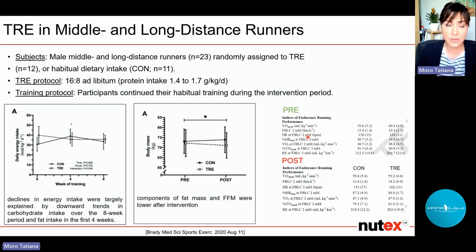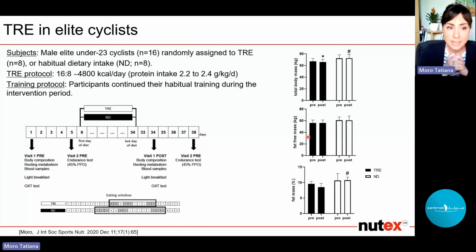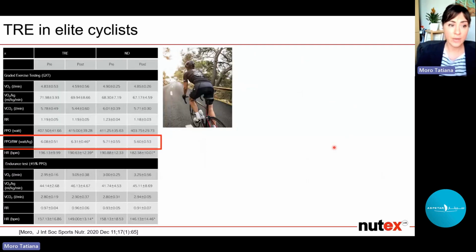Our group also studied the effect on aerobic training, looking at time restricted eating in cyclists. Unlike Brady's study, we kept up the amount of protein that they were eating during 4 weeks of time restricted eating. What we observed was a reduction in body weight, but no effect on muscle mass, because the main driver of the lower body mass was a decrease in fat mass. So we improved the body composition of these athletes without affecting any of the endurance performance.